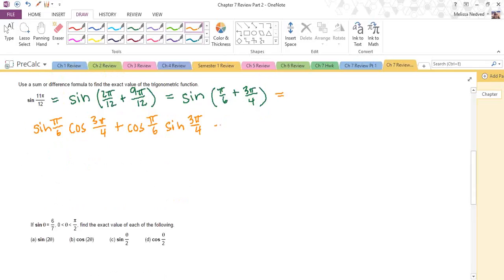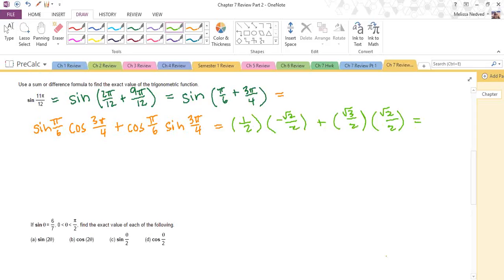that second angle. Now, I know what all those values are equal to, so I just need to go ahead and do a substitution. Sine at pi over 6 is 1/2. Cosine at 3 pi over 4 is negative root 2 over 2. Plus, cosine at pi over 6 is square root of 3 over 2. And sine at 3 pi over 4 is positive root 2 over 2. Now, I've got rid of all my trig functions. All I have is fractions.